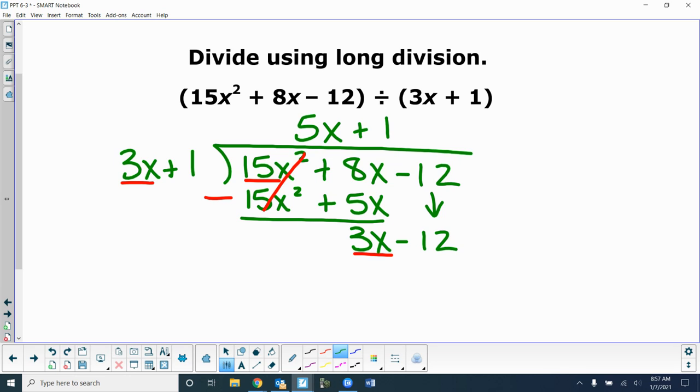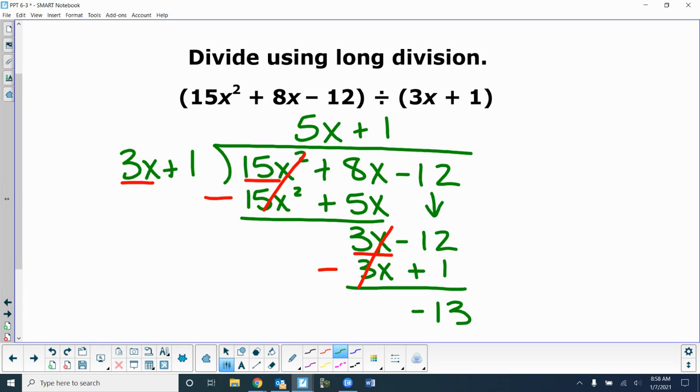So I take that 1 now and multiply it by both of those again. I'm repeating the process. 1 times 3x, 1 times 1. Now what? Subtract. Those cancel. What's negative 12 minus 1? Negative 13. Again, that's where some of us make a mistake. We think of negative 12 plus 1 here. It's negative 12 minus 1. That's negative 13. Okay? Minus a negative makes it addition, right?